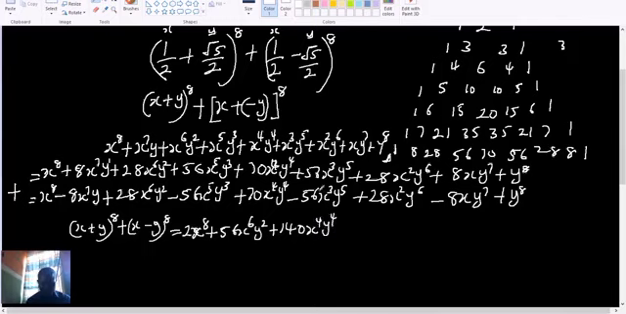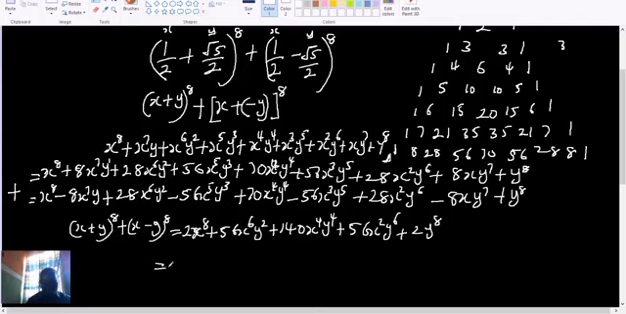Then the same thing happened to this one, they cancel out also. So you come back to this one. So this one is going to give you 56 x squared y raised to power 6. This also cancels out. So you will have plus what? 2y raised to power 8.